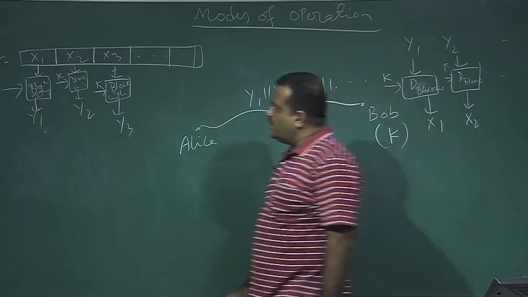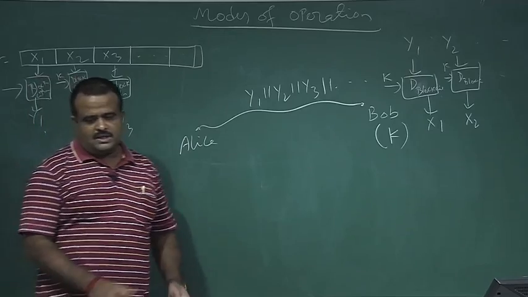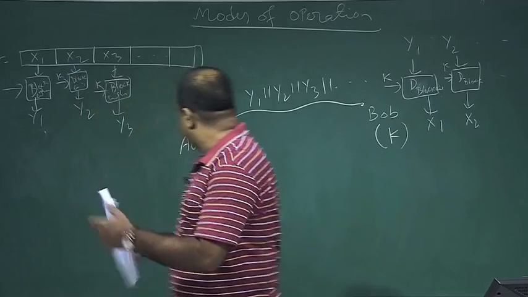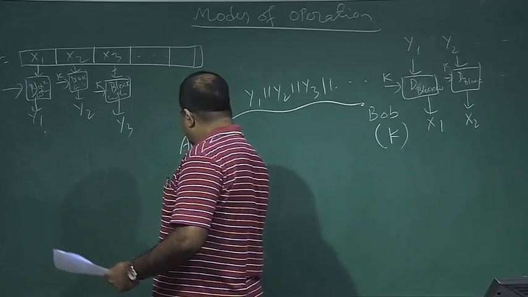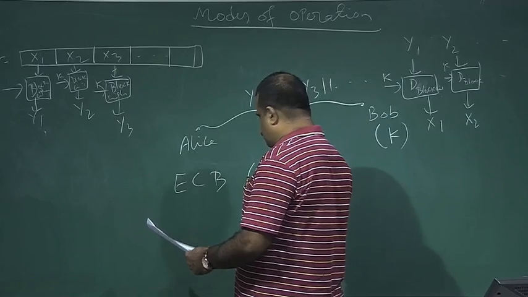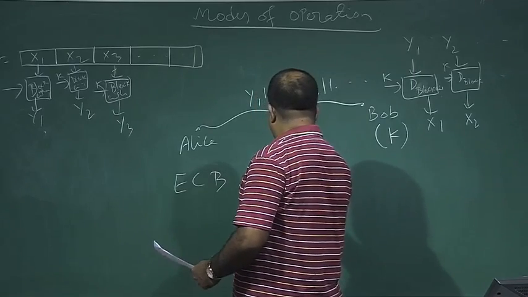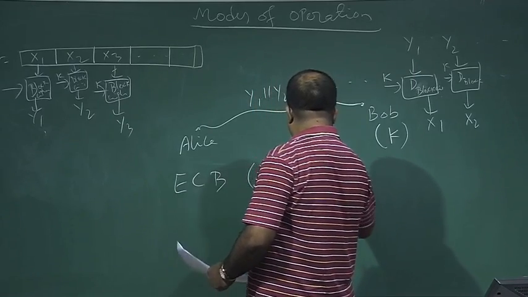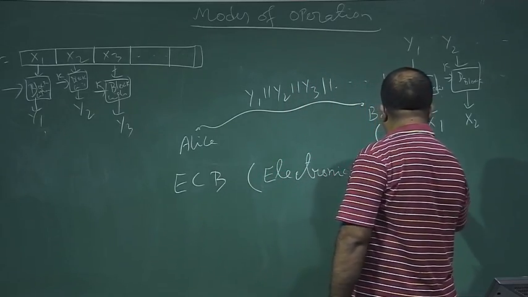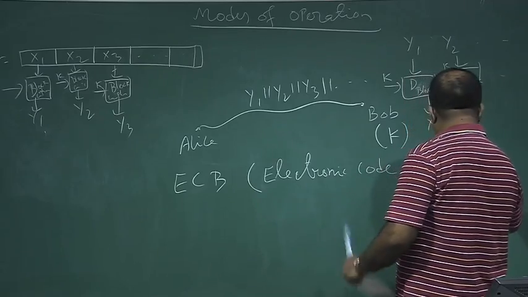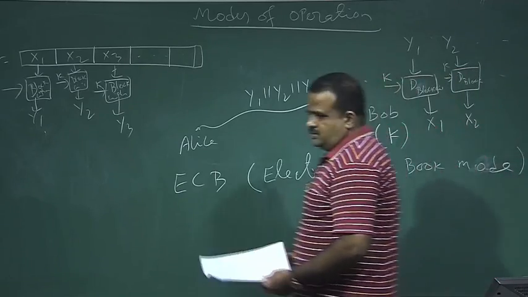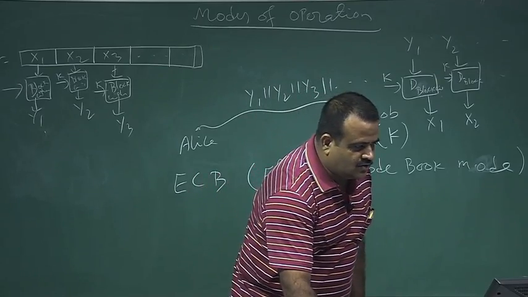So, this is one mode of operation. This is called ECB, or electronic code book mode. Electronic code book mode.